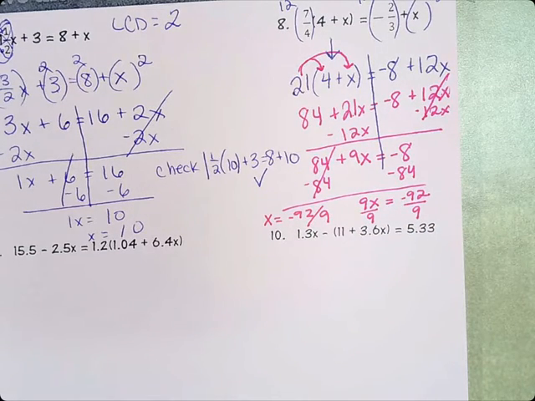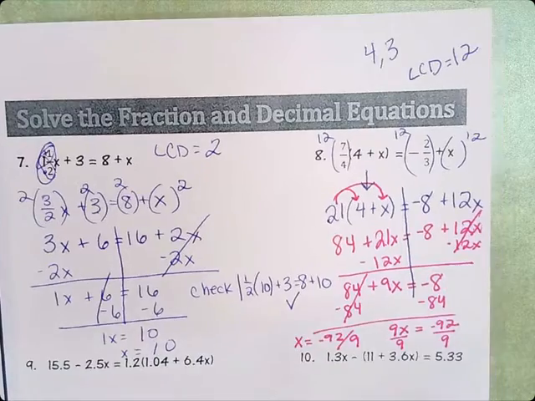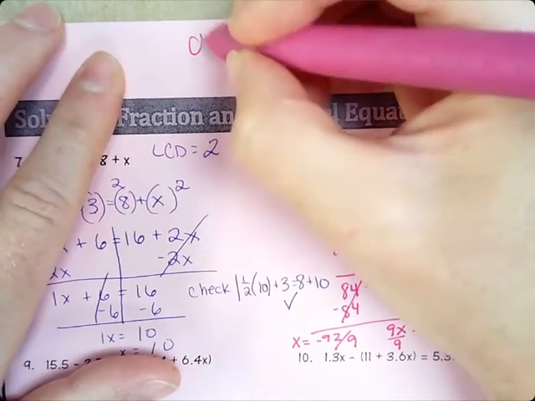So we'll leave it as a fraction. So negative 92 over 9. We do need to check it. I don't have enough room down here, so I'm going to put it up here.